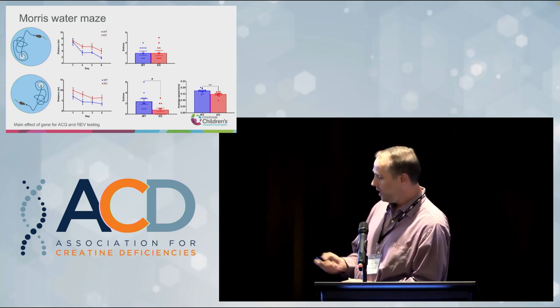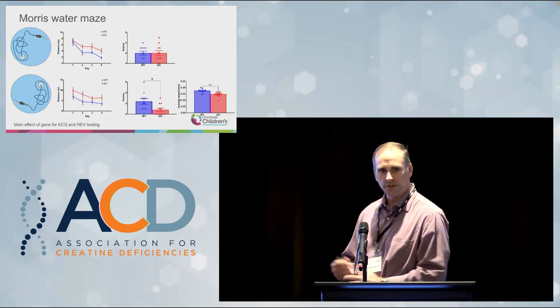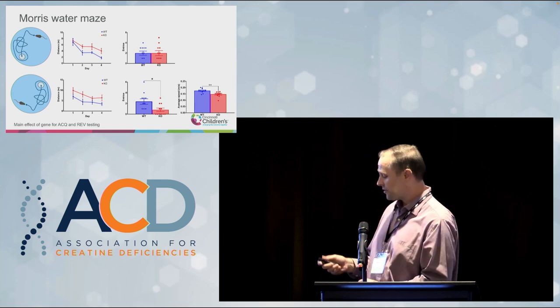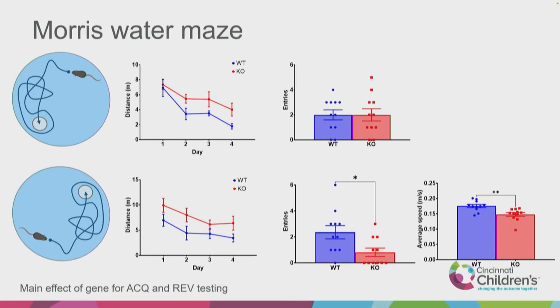to the platform. After these 4 days, we play a little nasty trick on them and we take the platform out. We put them in there and ask them to swim around for a minute. We measure the number of times they cross where the platform used to be, how much time they spend in the quadrant where the platform was, and how far they are from the platform on average. We call that a probe trial, which measures memory.